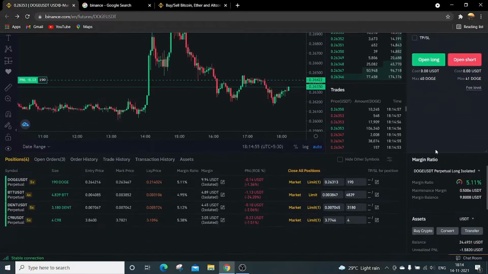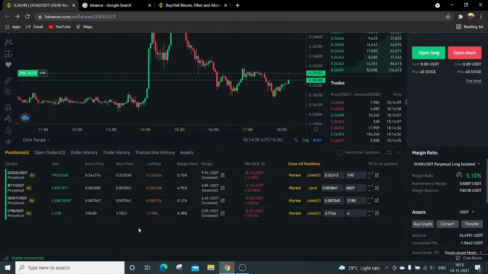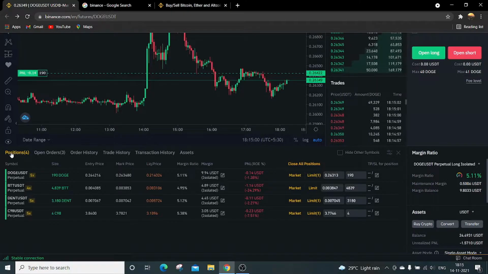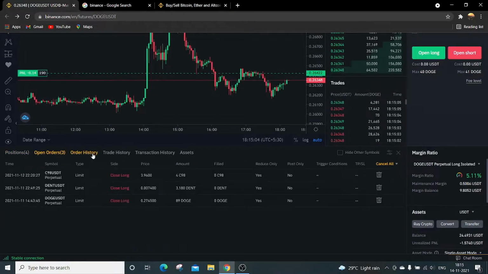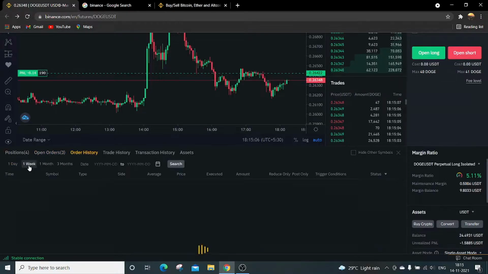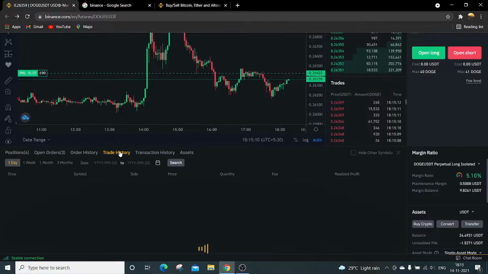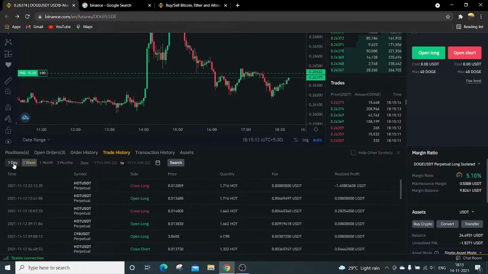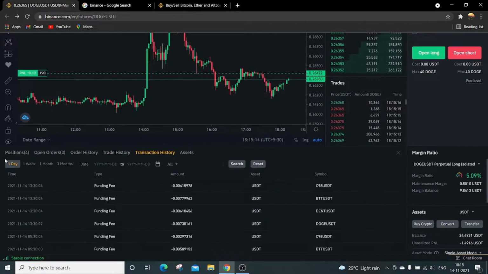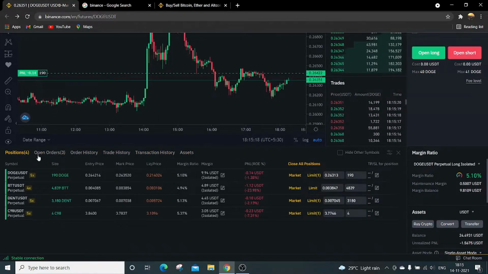And below that, these are my open positions right now. It shows the open positions. These are open orders. This is order history. You can see the order history, the trade history, the transaction history, everything which you want to see is available over here.